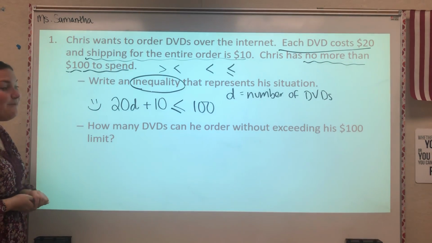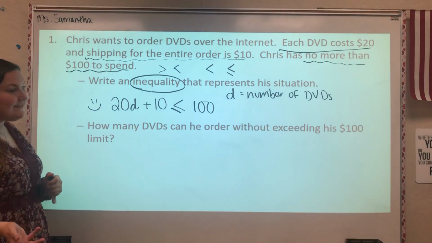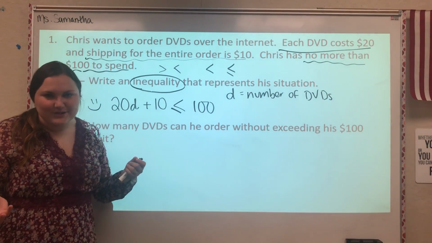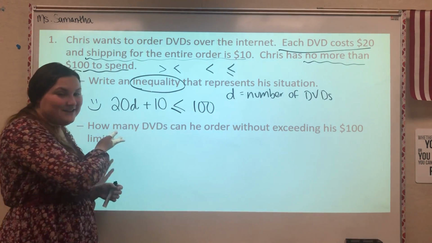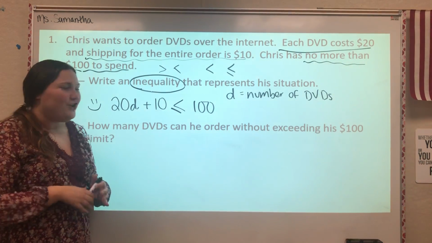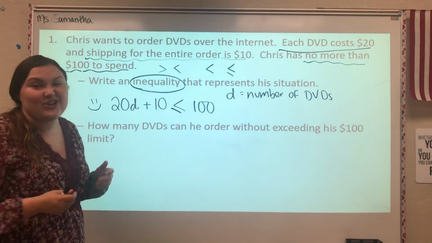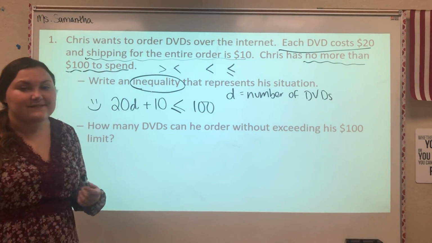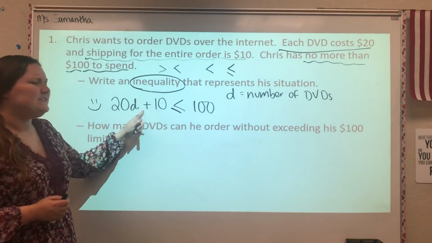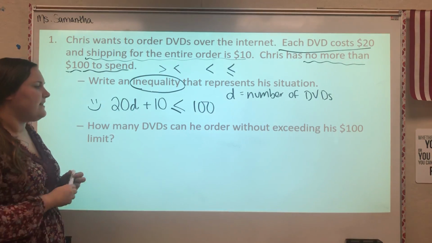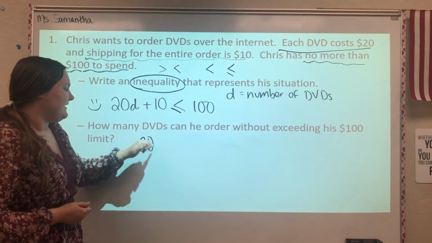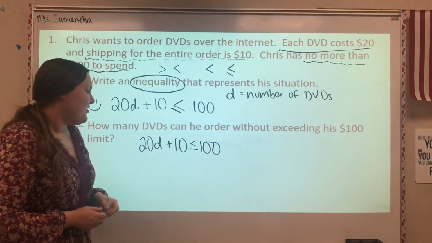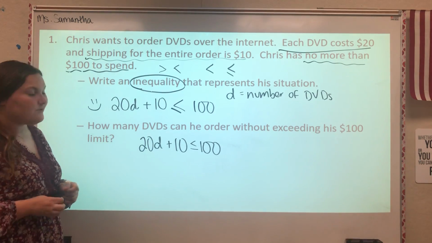Now for the second part, how many DVDs can he order without exceeding his $100 limit? Well, again, it's real similar to what we were doing with the equation word problems. We've got this handy dandy inequality here. We can go ahead and solve it. You could also figure this out with guess and checking, like if he buys 6 DVDs, is he okay? If he buys 2 DVDs, is he okay? And doing the math. But since we've got this, let's go ahead and solve it to get our answer. We've got 20D plus 10 is less than or equal to 100. I'm just copying it down.